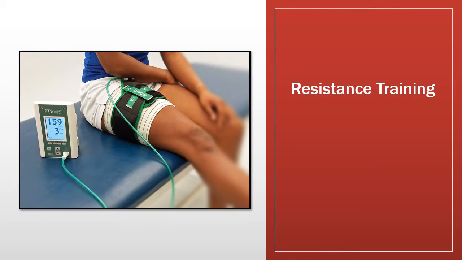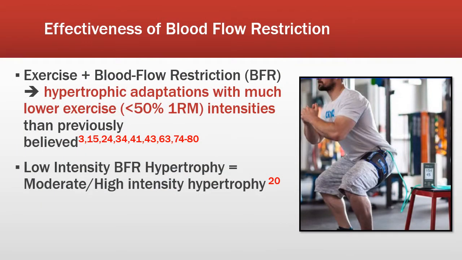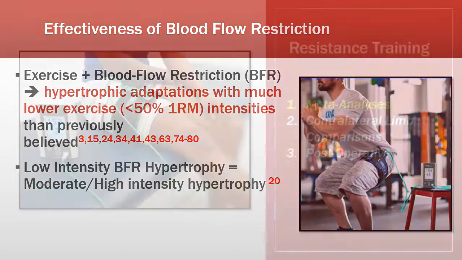First, in the mode of resistance training. Okay, so start off with some general statements that are founded by the research. Exercise plus blood flow restriction leads to hypertrophic adaptations with much lower intensity resistance than previously believed. The low intensity blood flow restriction hypertrophy is consistent with that of moderate to high intensity exercise or resistance training.